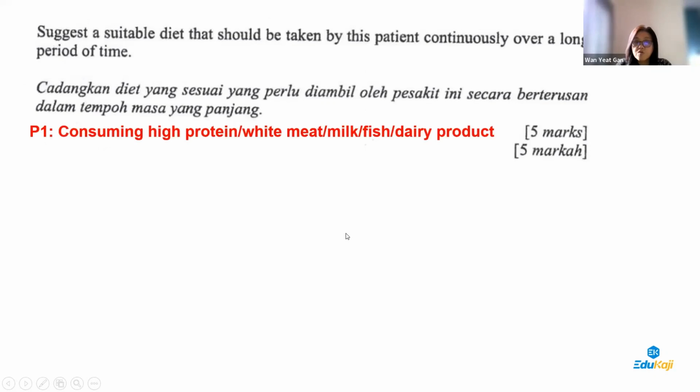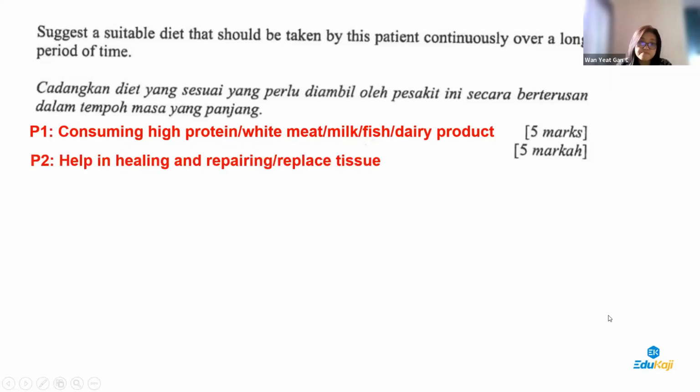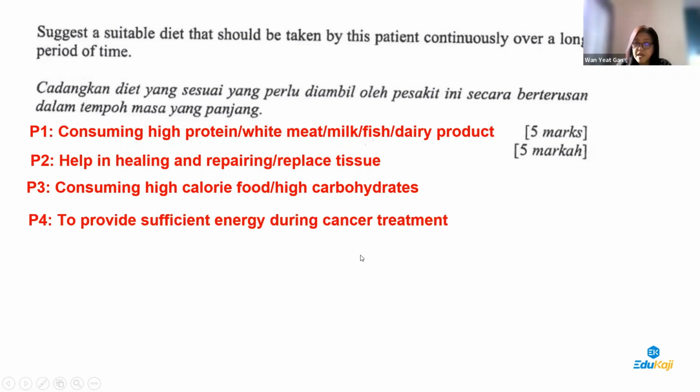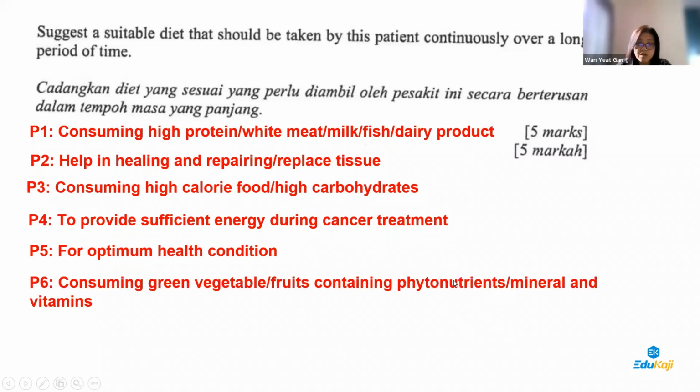Okay, he should consume high protein or white meat. He should avoid red meat. Okay, he should focus more on white meat so that it can quickly help to repair and replace damaged tissues. He should eat high-calorie food. High-calorie food is provided by carbohydrates to provide sufficient energy during cancer treatment. Okay, and a good diet will be able to provide optimum health condition.